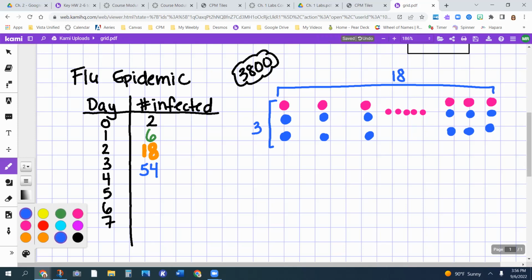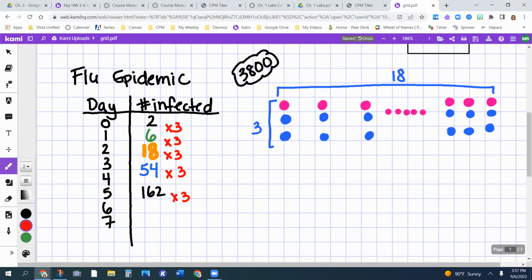So what you'll notice is happening is basically I am multiplying by 3. 2 times 3 gave us 6. 6 times 3 gave us 18. 18 times 3 gave us 54. If I take 54 times 3, I get 162. And then if I times that by 3, I get 486. And I'm going to times that by 3, and I get 1,458. So let's look at day 8.